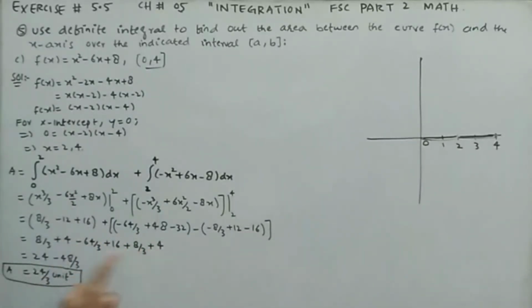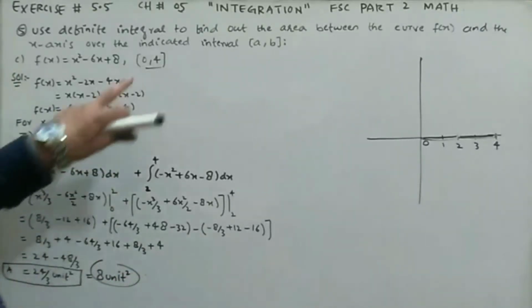So 4, 16, 4, it gives us 24. 8 by 3 minus 64 by 3 plus 8 by 3 gives us minus 48 by 3, and by taking LCM, it will give us 24 by 3. By further simplification, 24 by 3 gives us 8 square unit area.